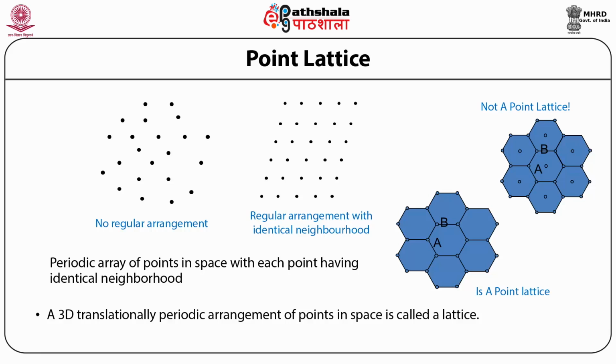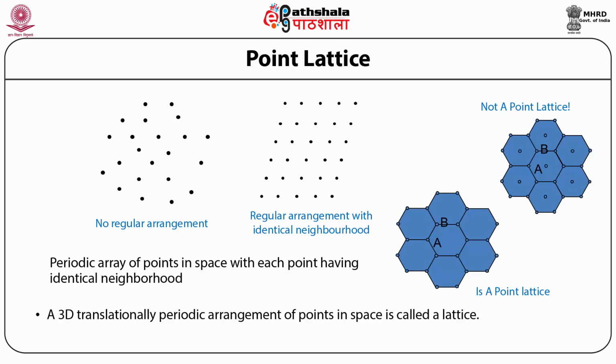So you can see from the figure on the left hand side that the arrangement is irregular. There is no periodic arrangement, that is, no regular arrangement. So this is not a point lattice. Whereas adjacent to this figure on the right hand side, you can see a periodic arrangement, or a regularly spaced array of points, which is a regular arrangement with identical neighborhood. So this is an example of point lattice. So we can summarize that a periodic array of points in space with each point having identical neighborhood is a point lattice.